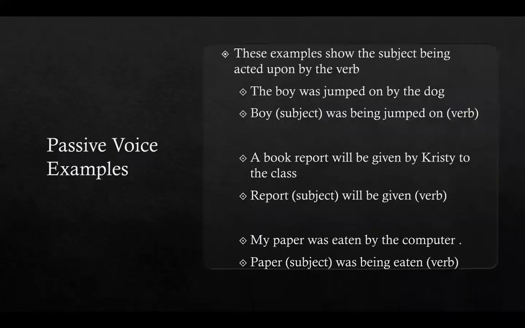So passive voice examples, again, like the active voice examples, I want it to be similar just so that you guys can visually see the difference. The boy was jumped on by the dog. The boy being the subject, being jumped on is the verb. A book report will be given by Christy to the class. Report is the subject, given is the verb. My paper was eaten by the computer. Paper is the subject, being eaten is the verb.